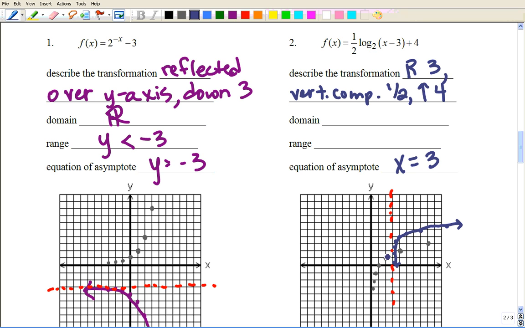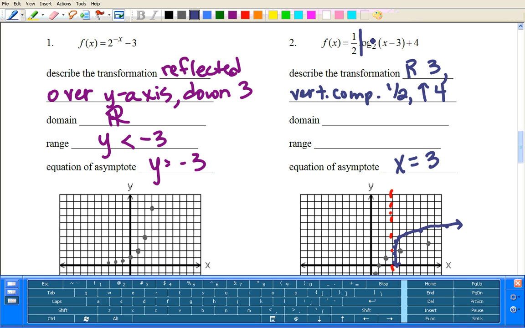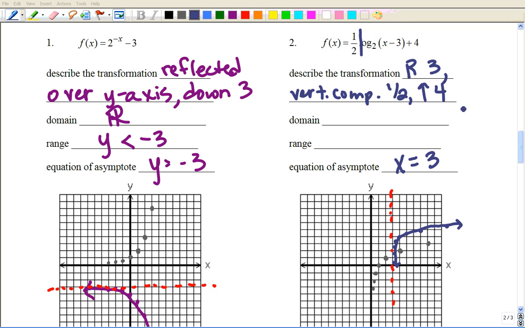Now, logs have vertical asymptotes. I remember that by the letter L in log, which looks like a vertical line, so I know it has a vertical asymptote. I don't know if you like those little tricks or not, but that's how I remember it. So the graph moved to the right 3, therefore my asymptote also moved to the right 3 and is now at x equals 3.